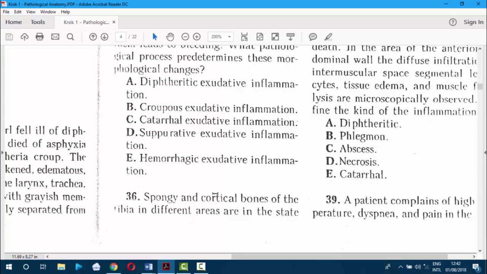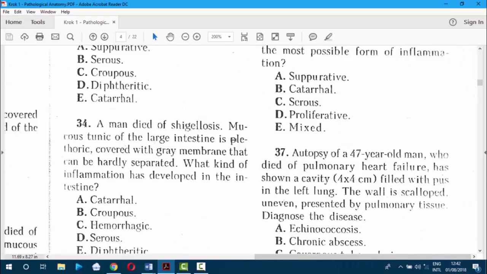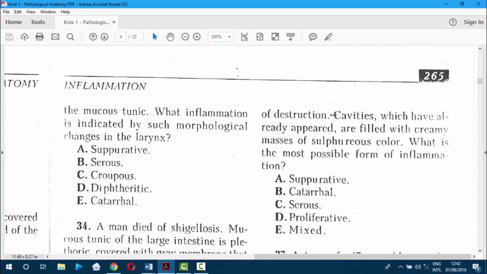36. Spongy and cortical bones of the tibia in different areas are in the state of destruction. Cavities which have already appeared are filled with creamy masses of soporous color. Creamy mass, that is pus. What is the most possible form of inflammation? So if it is pus, we are talking about what? Suppurative. So the answer is A.